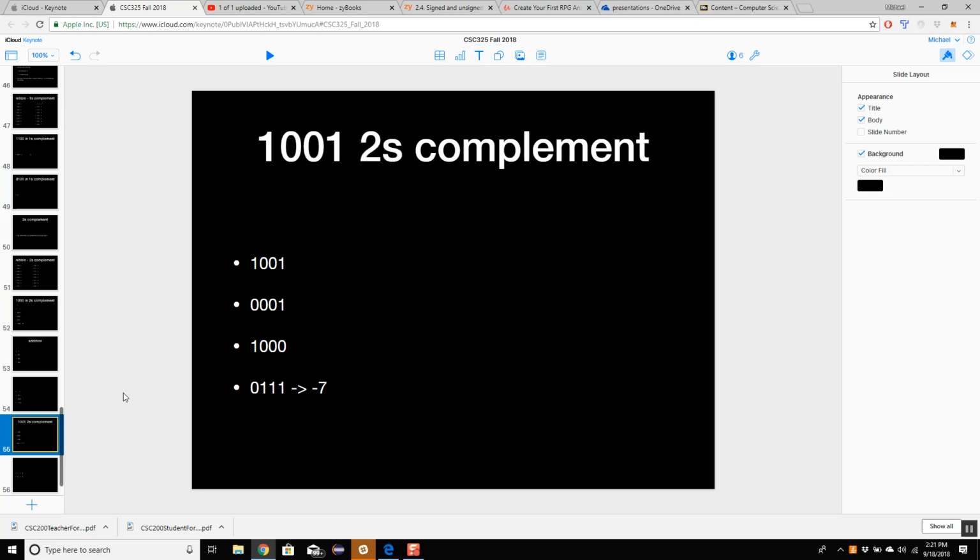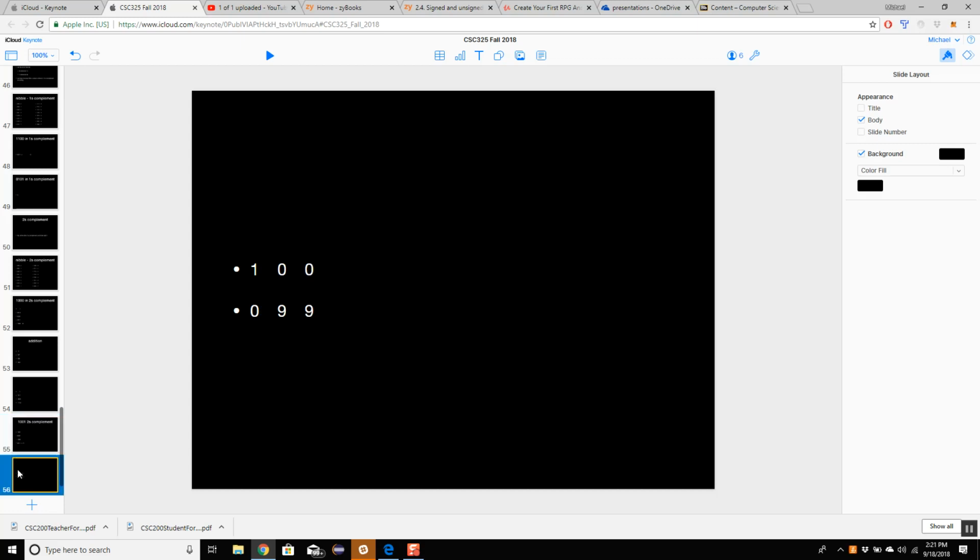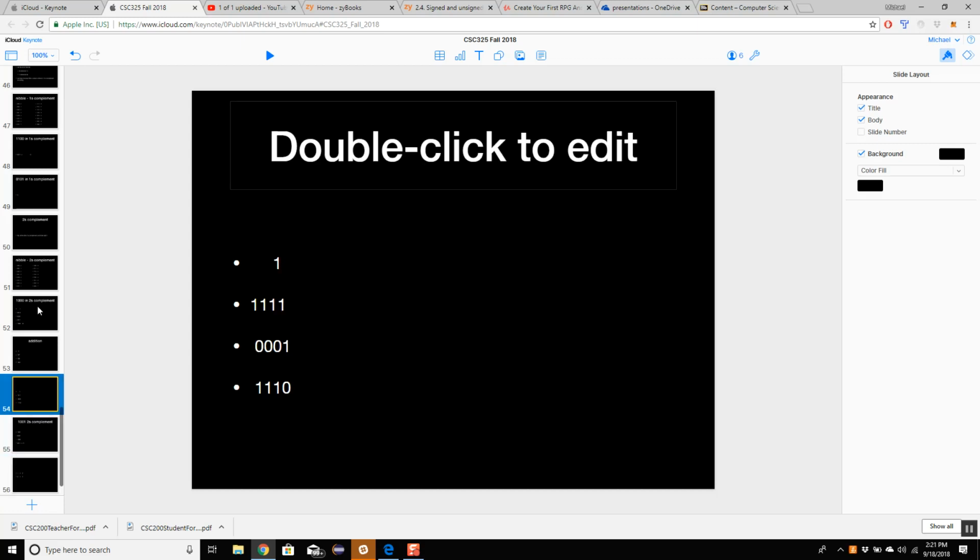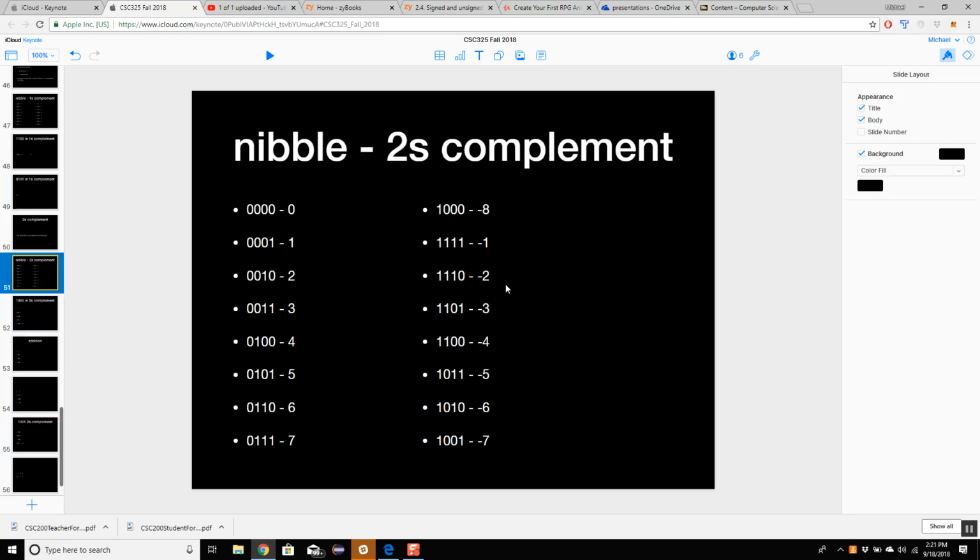All right, so in any case, what we're left with here with 2's complement is an entire breakdown of all the values 0 to 7, and then on the negative side we have -1 to -7, and then we also have that extra value for -8.